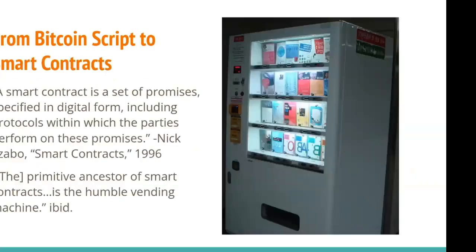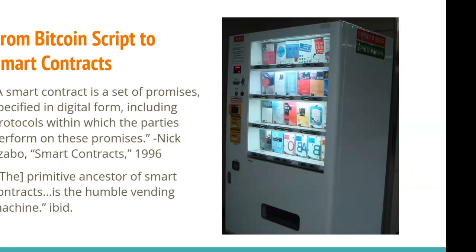How do we go from Bitcoin scripts to what we are more familiar with in terms of smart contracts? Well, this comes from Nick Szabo, who is possibly the inventor of smart contracts. In 1996, before any of this stuff existed, he wrote about how we could do smart contracts if we had digital money. And he defined a smart contract as a set of promises specified in digital form, including protocols within which the parties perform on these promises.